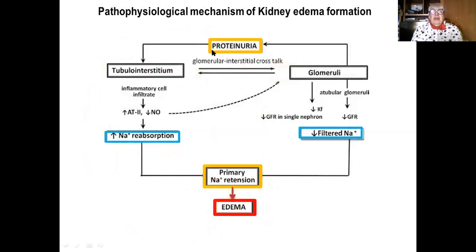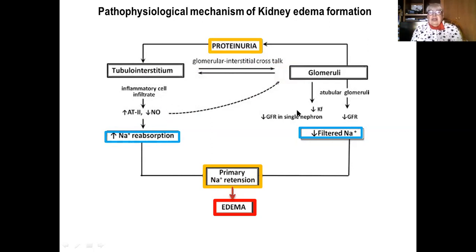So let's go on. There we see proteinuria, and it will be the type of proteinuria on the level of tubulointerstitial structures and glomerular structures problems, and they will accompany each other, forming the glomerular-interstitial crosstalk and the pathological circle of problems. And what are they? So as you see here, sodium absorption will be enlarged, and a higher level of angiotensin 2 and a low level of nitric oxide in the blood.